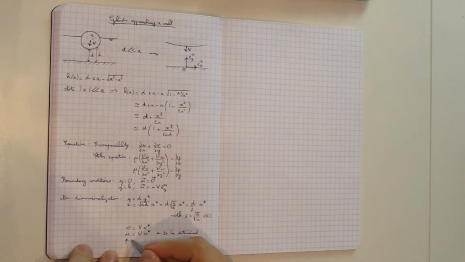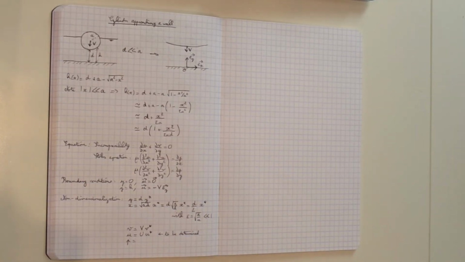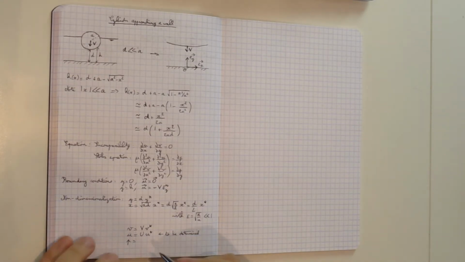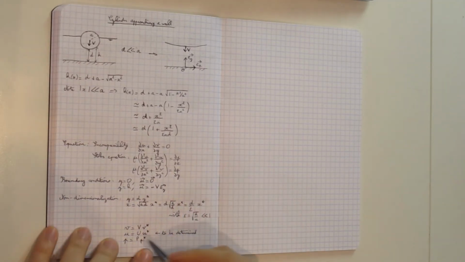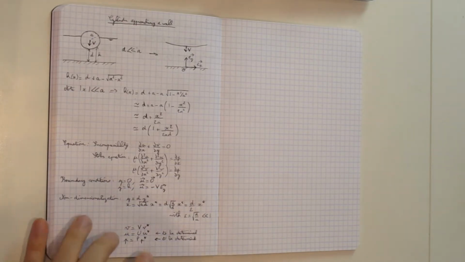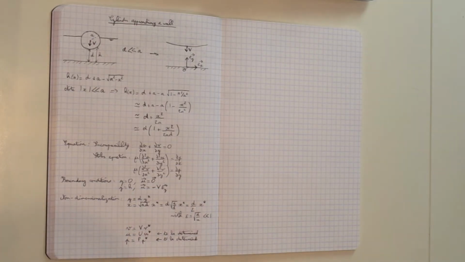And similarly, we need to non-dimensionalize the pressure. As usual, at this stage of the reasoning, we do not know how to non-dimensionalize it. So I'm going to introduce a dummy scale here, capital P, and I'm going to have to determine it. Okay. So this is it for our non-dimensionalization.